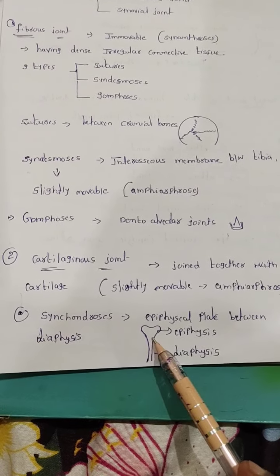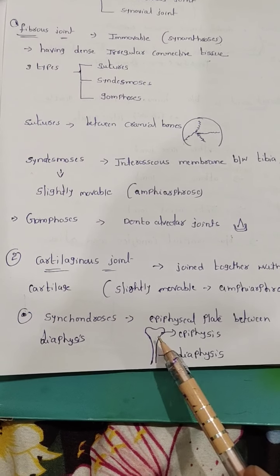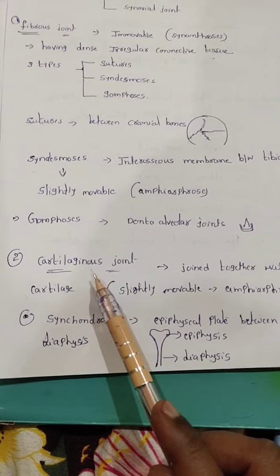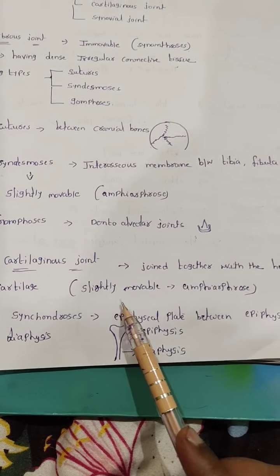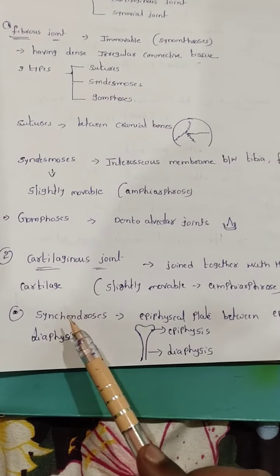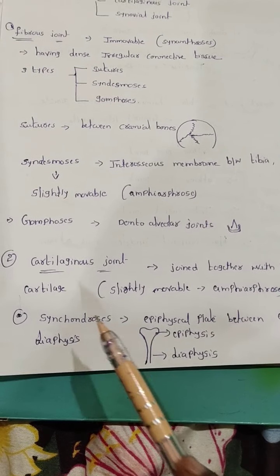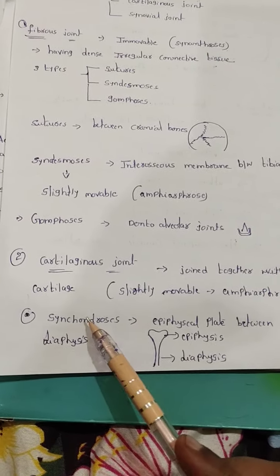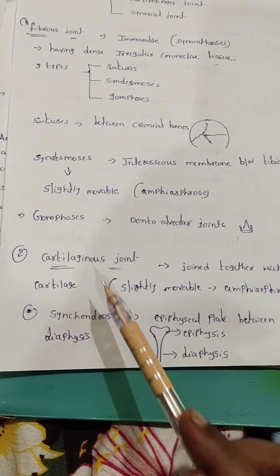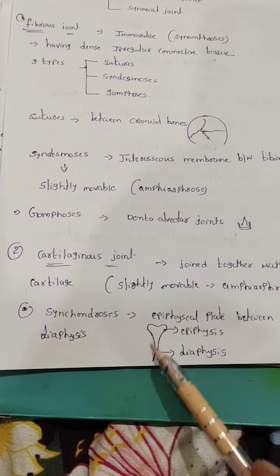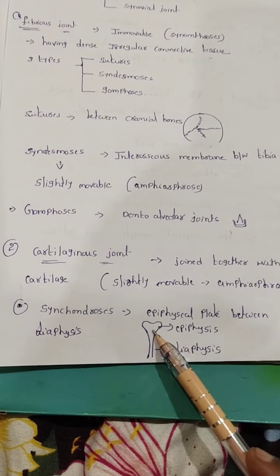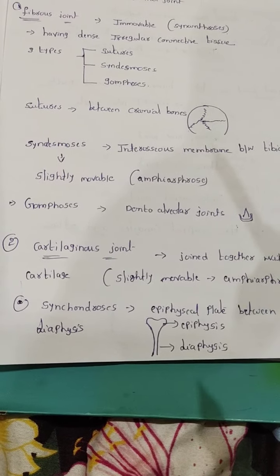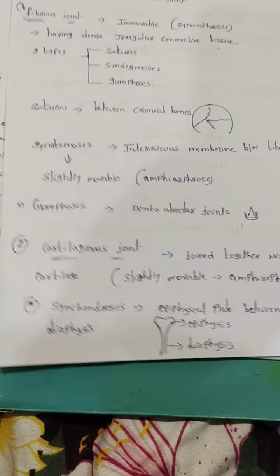But in this location, immovable. It means it is not movable. That's what you should keep in mind. Cartilage joints are slightly movable, but in cartilaginous joints, synchondrosis is present. Synchondrosis is immovable. Why can we keep this synchondrosis under cartilage? Because between the bones they have a cartilage, and that cartilage is hyaline cartilage. Based upon the cartilage, it is under the cartilaginous joint.